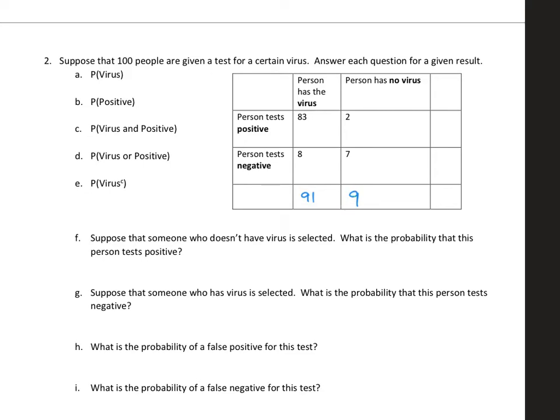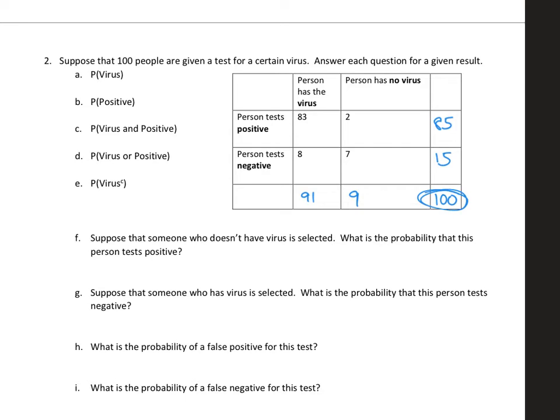Now I'm going to look at the columns. Person tests positive. So these two, they're people who tested positive from the testing. So that's 85. And then there are 15. So my grand total is 100. So out of 100 people, this is the breakdown.